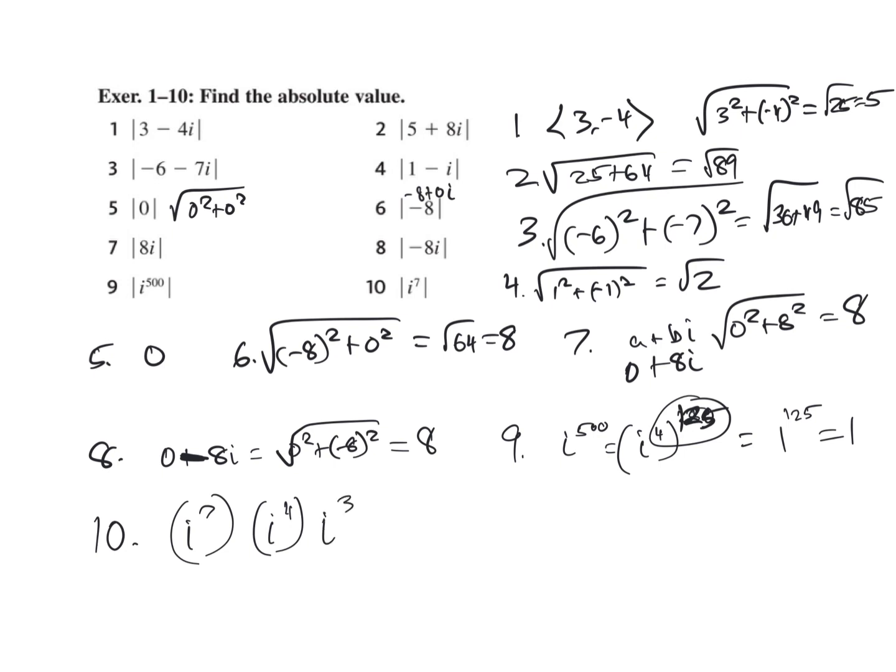And number 10, i to the 7th, again, i to the 4th times i cubed. So when you multiply like bases, you add the exponents. So i to the 4th is 1 times i cubed, okay? And what is i cubed? i cubed is negative 1, but this is all absolute value. So that's 1. Okay, now let's go on to the next one.